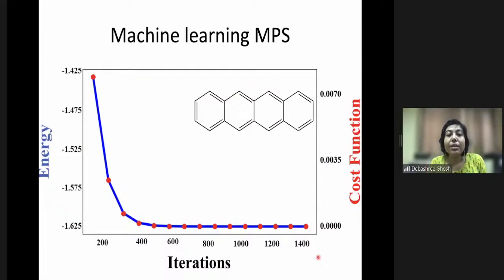And furthermore, we have also looked at the energy versus cost function, which says how good this MPS is as a wave function. I can probably screen the CI coefficients, but can I use that as a wave function ansatz? Here you see that the cost function and the energy decay almost identically for this system. So indeed, this matrix product state that is not variationally optimized, but rather machine learning optimized, is actually a very good proxy for the variationally optimized MPS wave function.